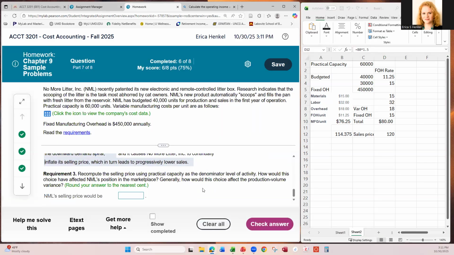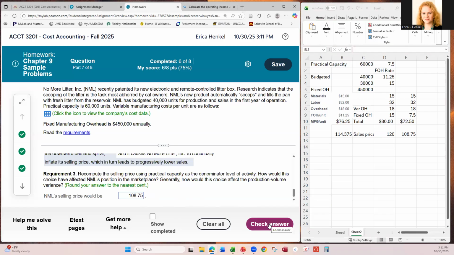Okay, so now they're saying, let's recompute this using our demand pricing as the denominator here. So let's go here. The rate, if we do it over here, taking our 450,000 divided by the 60,000 units gets us $7.50, almost half as much per unit to allocate out, which means that we would have 72.50 for cost, and that would get us 108.75 for our new selling price.